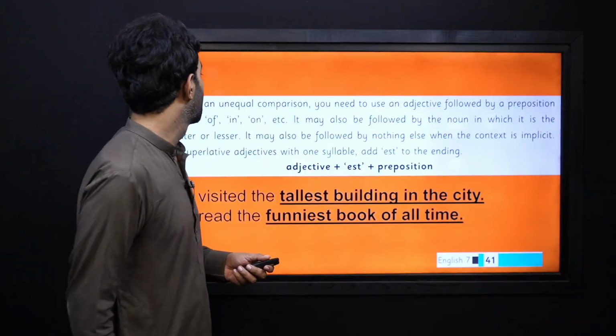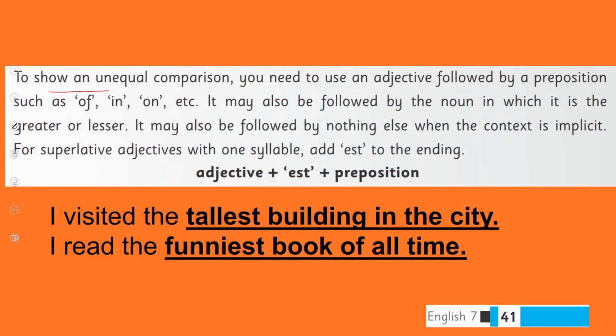Now, when we want to show an unequal comparison, we need to use an adjective followed by a preposition such as of, in, on, etc. It may also be followed by the noun in which it is greater or lesser. It may also be followed by nothing else when the context is hidden or implicit.